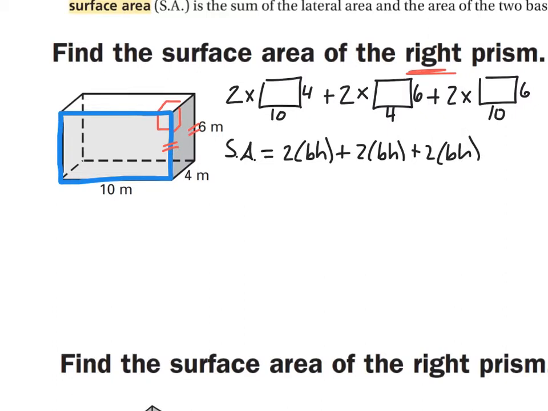Okay? Now, I have had students in the past say, well, can't I just add those all up and say that it's 6 times base times height? What do you think of that? No? Why not?